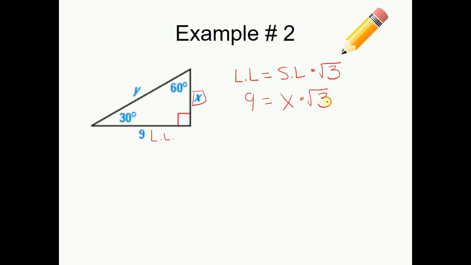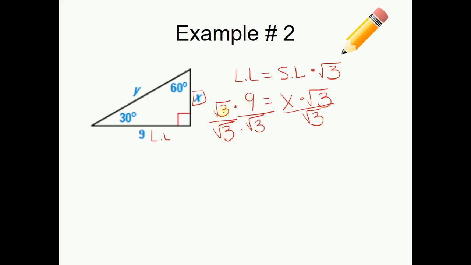Need to figure out what x is. Let's divide by the square root of 3. Now, here's the problem though. We can't have the square root of 3 in the denominator. It's a big no-no in math. So, to get rid of him, we need to what's known as rationalize the denominator, aka multiply the top and the bottom by the square root of 3. All technically I'm doing is multiplying by 1 over here.